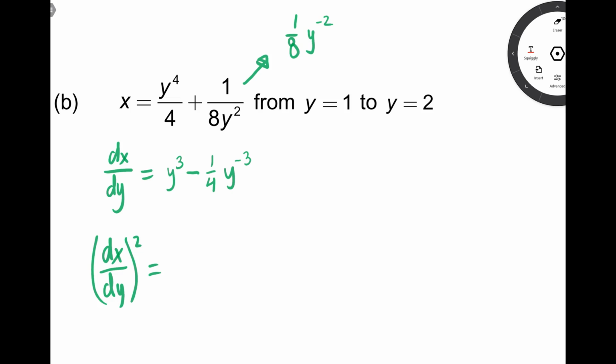Alright, so we have to square this. So later we're going to have y cubed minus 1/4 y to -3, and we're squaring it.